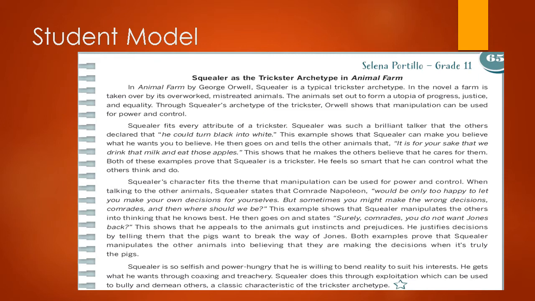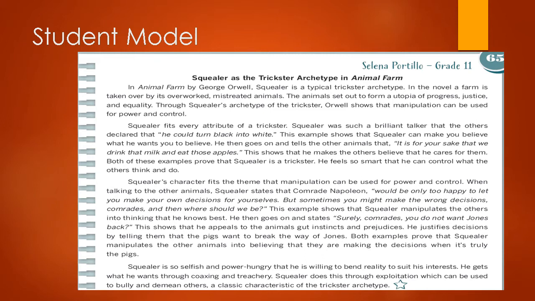Squealer as the trickster archetype in Animal Farm. And an archetype is just a model character such as the beautiful princess or the dashing knight. The text says, in Animal Farm by George Orwell, Squealer is a typical trickster archetype. In the novel, a farm is taken over by overworked, mistreated animals. The animals set out to form a utopia of progress, justice, and equality. Through Squealer's archetype of the trickster, Orwell shows that manipulation can be used for power and control.